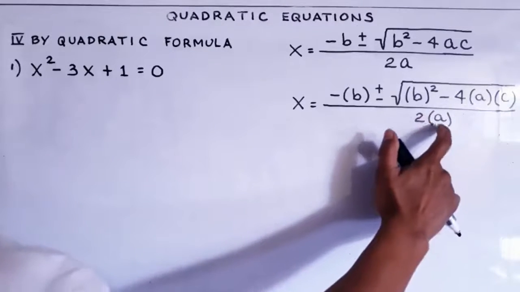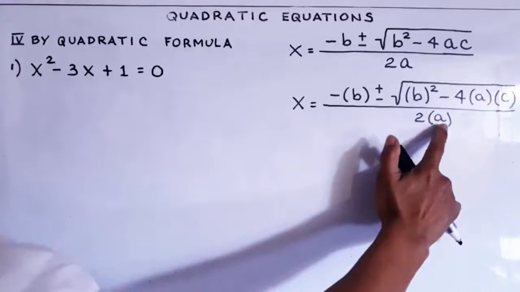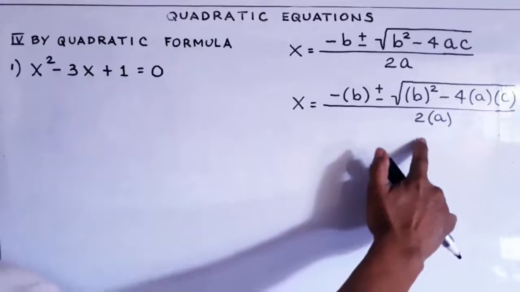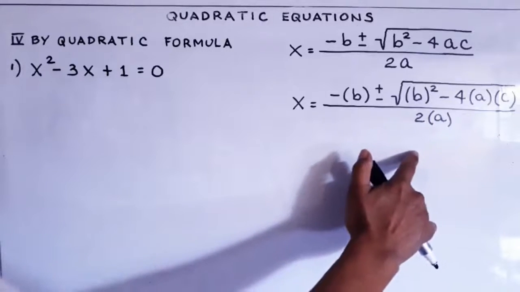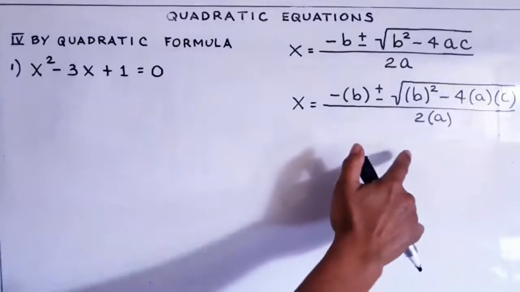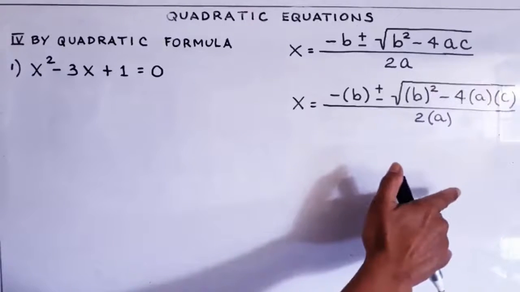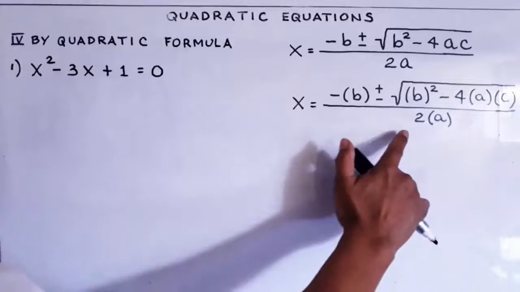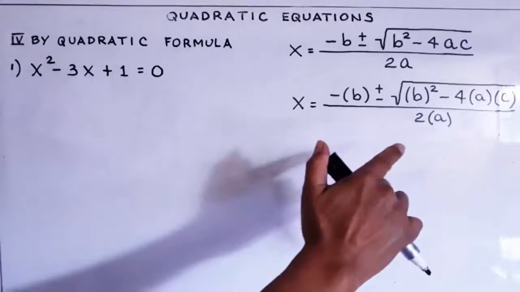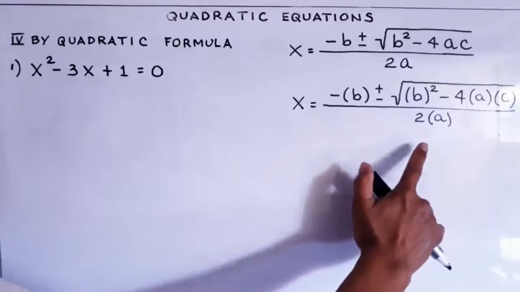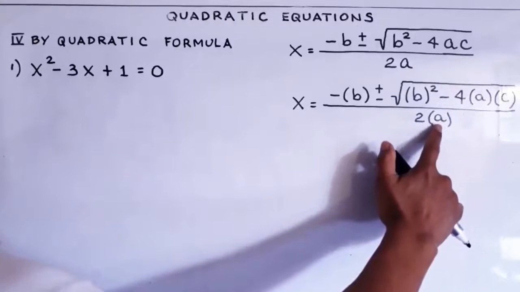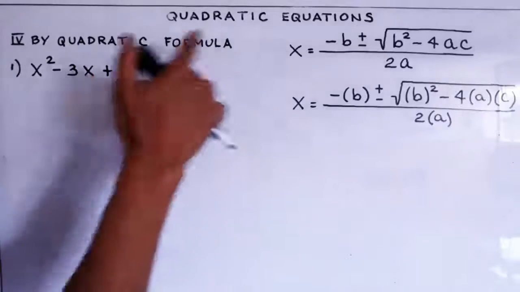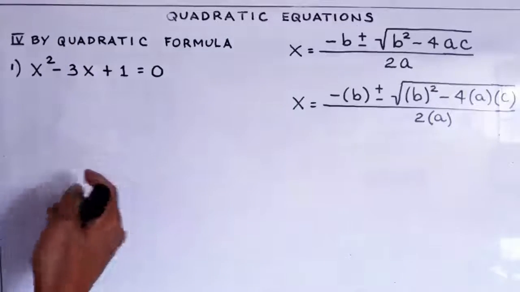And then you have 2 times a. Usually a is 1. If you have x squared and there is no number before the x squared, it is 1. But for other problems with numerical coefficients other than 1, you need that a there. Okay, let us apply our quadratic formula here.